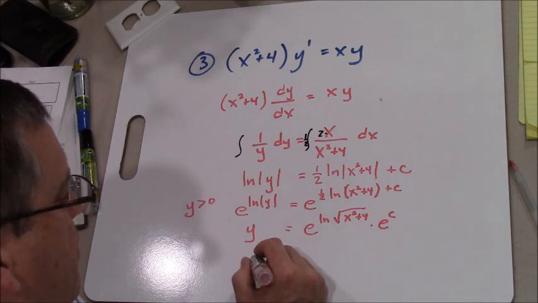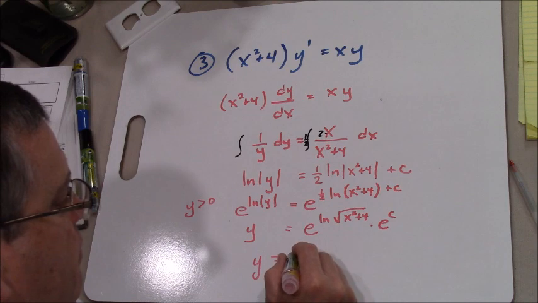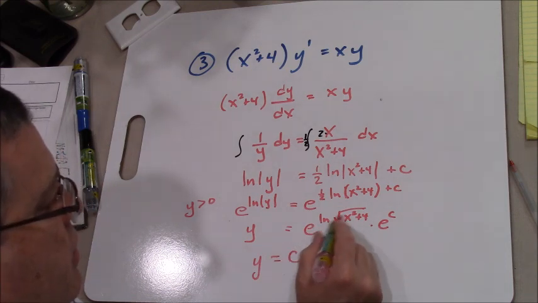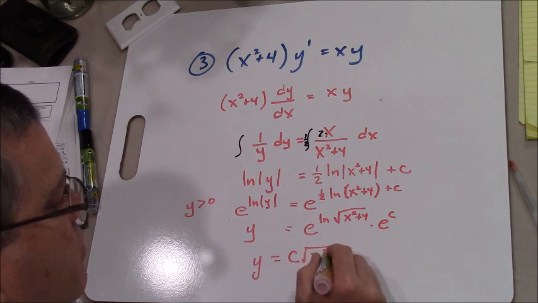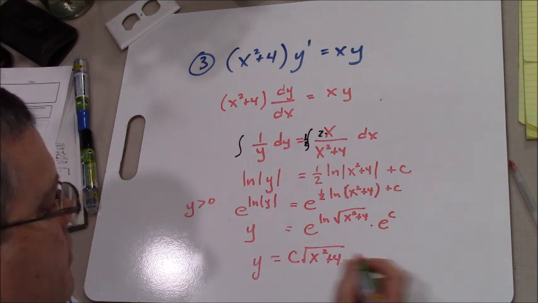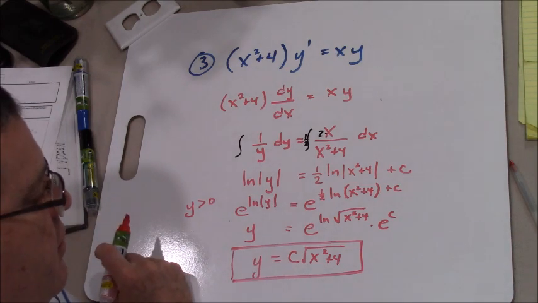All right, so now what I have is y equals, this is just a constant c, times the square root of x squared plus 4. And there I have solved that differential.